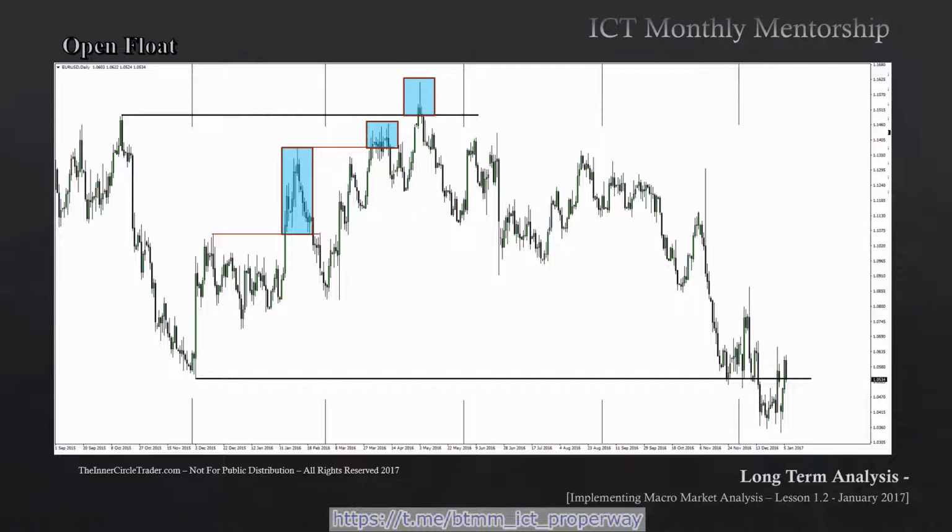And then finally making a run on that 115 big figure, clearing out the buy stops above the previous October high. Now I'm going to draw your attention to how you know when the market's going to reach for one side of the liquidity or the other.